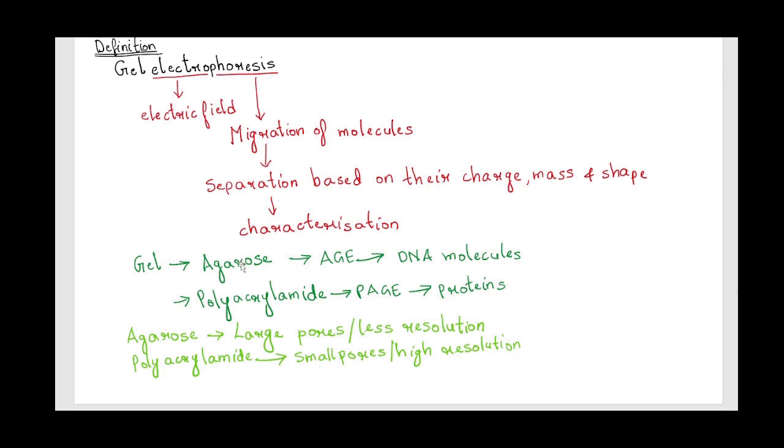Now, why is agarose used to separate DNA molecules and not proteins? Or why is polyacrylamide used in the separation of protein molecules and not DNA molecules? When we use agarose for the preparation of gel, the gel that is formed has large pores. So that means it has less resolution. So the large DNA molecules are able to pass through this gel with large pores. Polyacrylamide gel has small pores, that means it has high resolution. So small molecules like proteins are able to pass through these small pores.